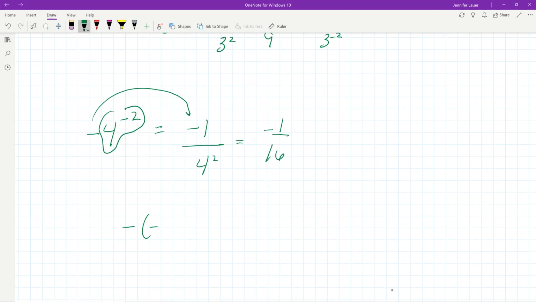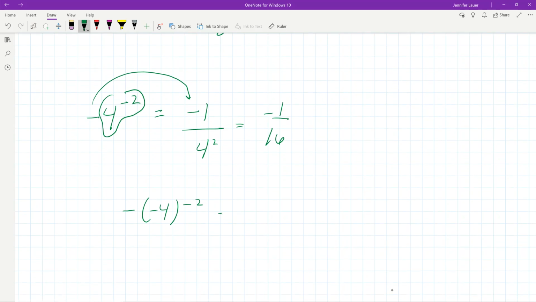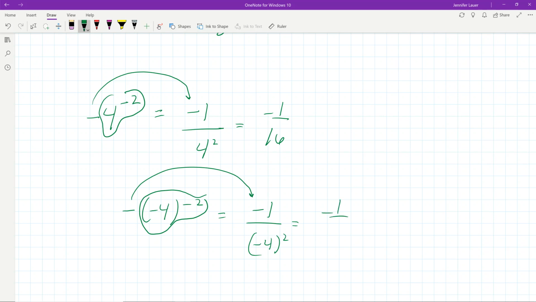Now look at this one. This one's a little bit more complicated. So for instance here, now this time, this pertains to this, but this still stays on top. Negative 4 times negative 4 is a positive 16.